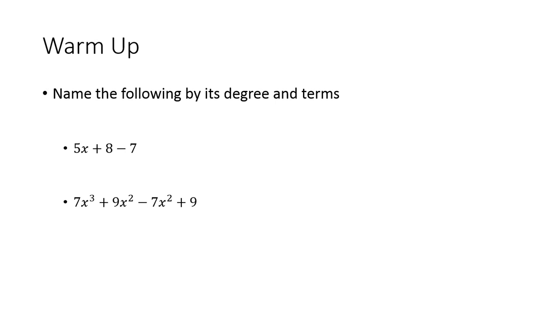With this first one, if we simplify it down, we combine this 8 and that 7, getting us 5x plus 1. That means that we have a linear binomial because there's two terms and it's a single degree. The degree is 1, meaning it's linear. Two terms makes it a binomial.